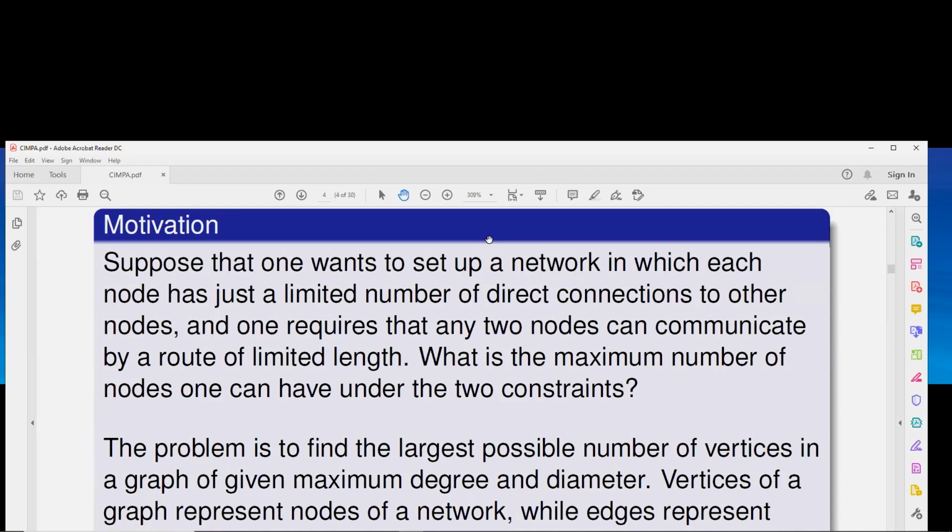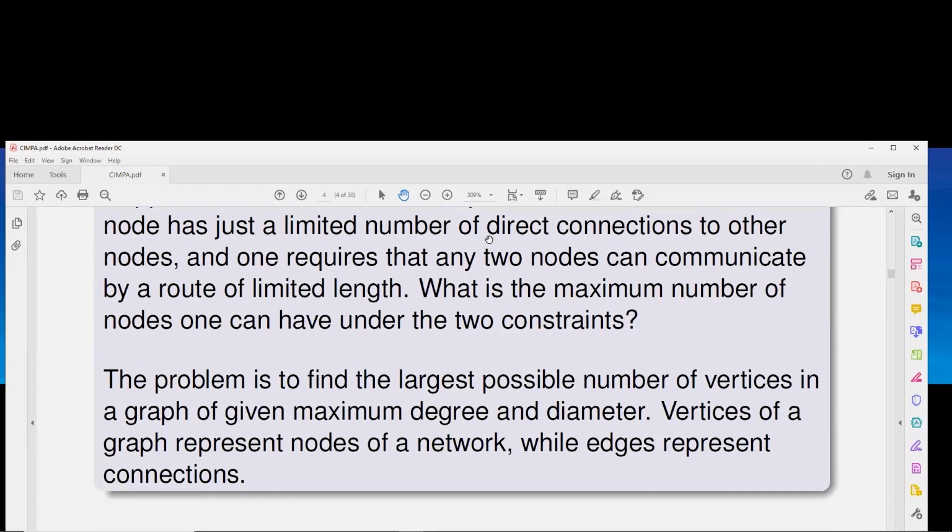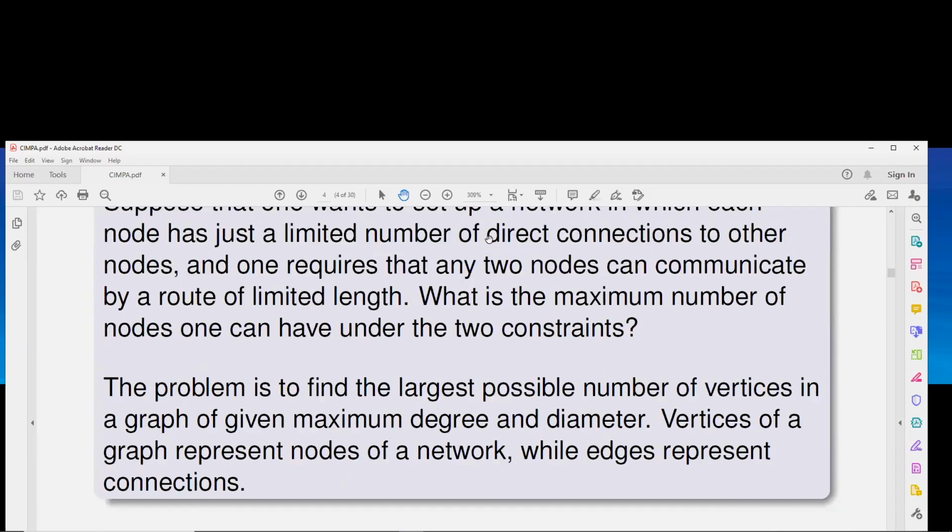And this problem can be translated into graph theory, because the problem is to find the largest possible number of vertices in a graph which satisfies those two parameters. So this problem might seem quite theoretical, but actually last year Intel from USA contacted me regarding this problem, because they were looking for the best known results for diameter 2.